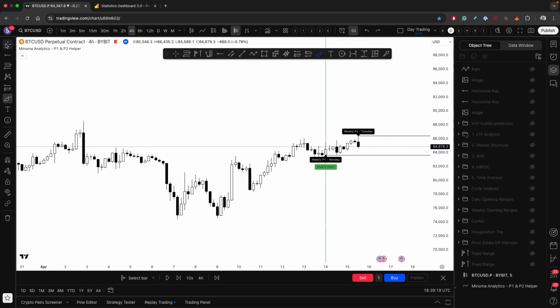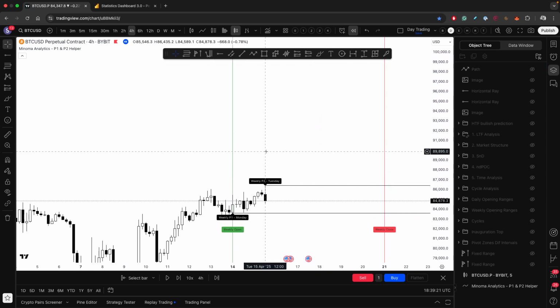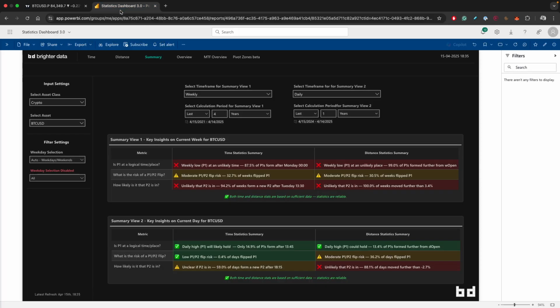But most of the time, price is not trending, price is ranging. So it actually makes a lot of sense that the statistics are saying that, and that these get taken out more often than not.